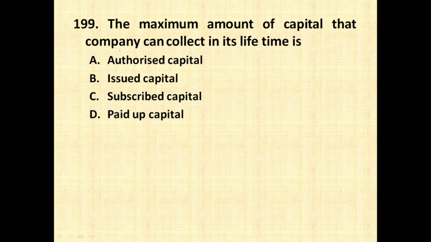The maximum amount of capital that a company can collect in its lifetime is: authorized capital, issued capital, subscribed capital, paid up capital. Whenever they say maximum amount, it is called authorized capital, also called nominal capital or registered capital. Issued capital is the part of authorized capital which has been issued by the company for the public to subscribe. Subscribed capital is the amount of shares the public has subscribed, and on subscribed capital, whatever amount has been paid by the public is called paid up capital.